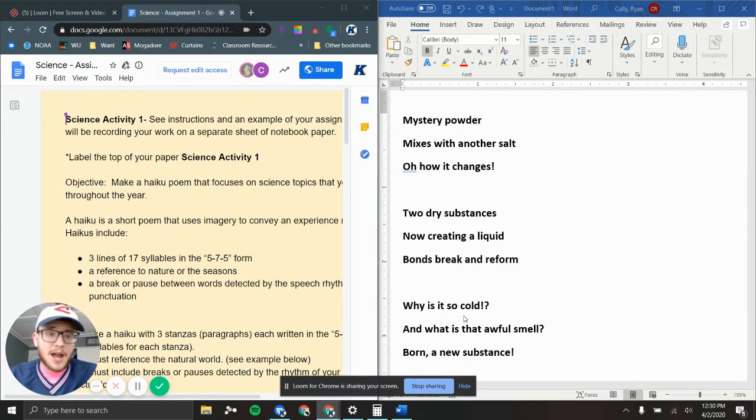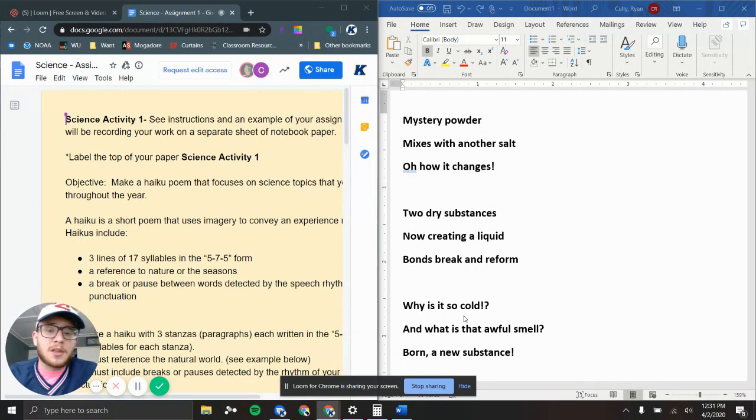Each stanza in the haiku has a certain syllable pattern. The first line will have 5 syllables, the second line will have 7 syllables, and the third line will have 5 syllables. So each stanza will have a 5-7-5 syllable pattern. And you're going to have 3 of those, making up your one whole poem. So you're making just one poem, but it's got 3 stanzas in it, and each stanza has 3 lines. So a total of 9 lines for your poem, and then you're done.